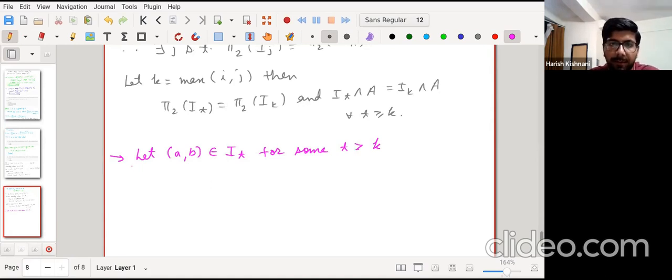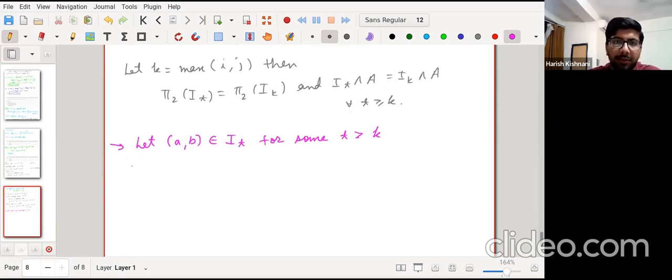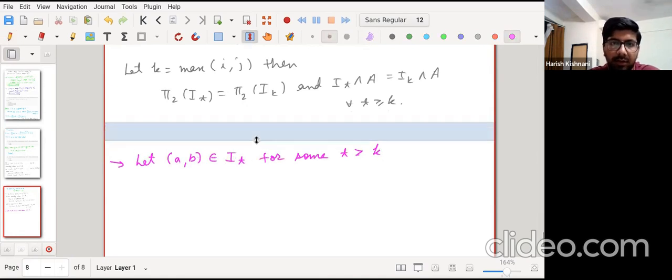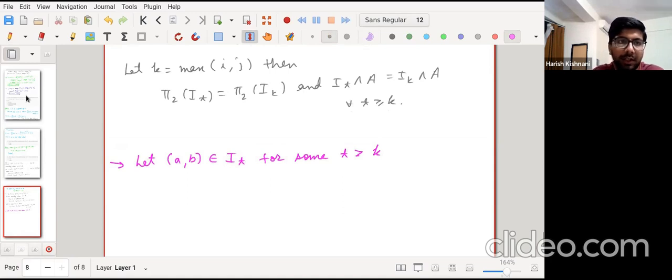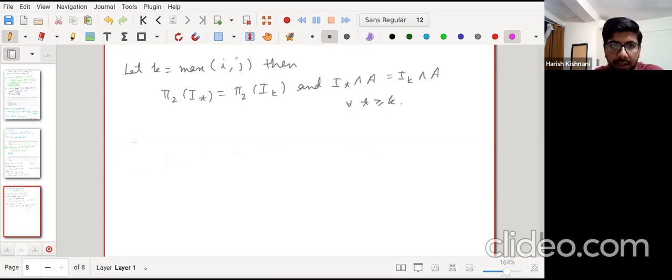Then what can you say? Before going to that, let me write it like that, just changing the way of writing. So let's start like this. Let T be greater than K. Then IK is contained in IT. Can anyone say why?